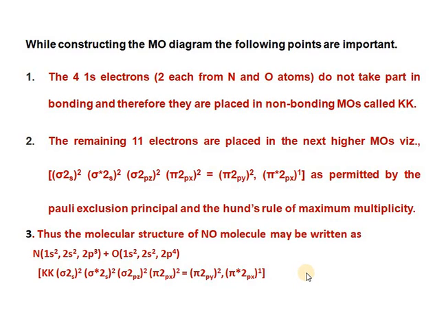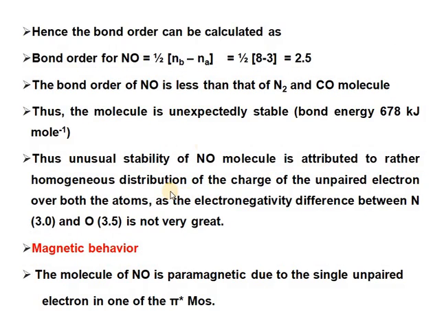For nitric oxide, the bond order is found to be 2.5. We can calculate the bond order with the formula: one half of n bonding minus n antibonding. Therefore, 8 electrons are present in bonding and 3 electrons are present in antibonding orbitals.